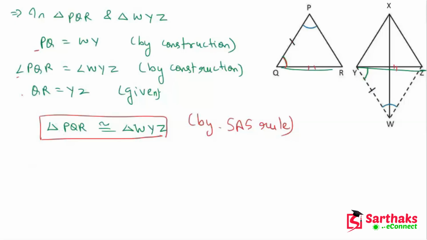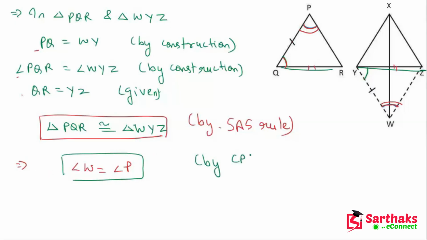So from this we can write angle W, means this complete angle, is equal to angle P by CPCT. So angle W is equal to angle P. Got it? This is by CPCT. This is equation number 1. I hope you understand these things.